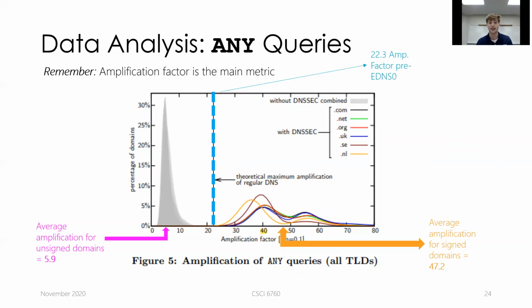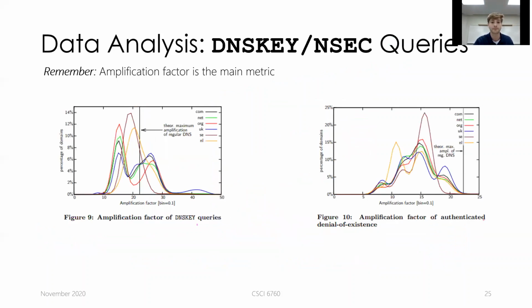And in this case, we can see that for ANY queries, almost about 100% of signed domains, if not a vast majority of signed domains, lie above that upper limit. And that is not good news for us. That is telling us that the introduction of DNSSEC in these signed domains is definitely giving us more potential for amplification. The next two that we're going to look at are our DNSKEY and NSEC, our DNSSEC-specific query types.